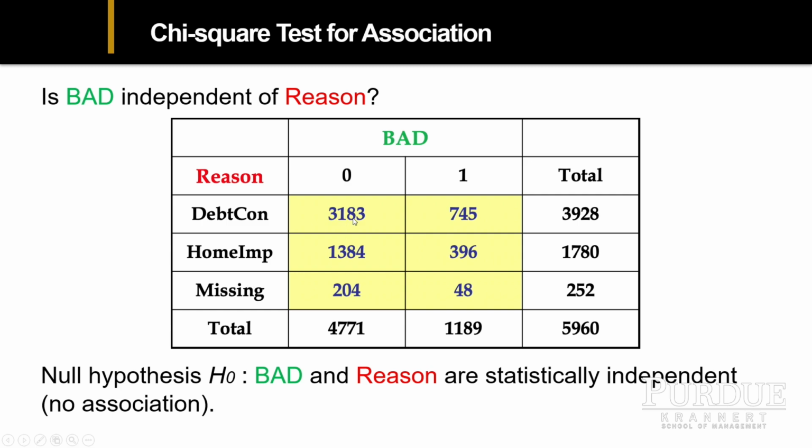Then we calculate how many customers have reason debt consolidation and bad equals 0, and so on, until we get all the entries. Make sure the total sum is 5,960. Okay? Then we can use this table to calculate the chi-square values.